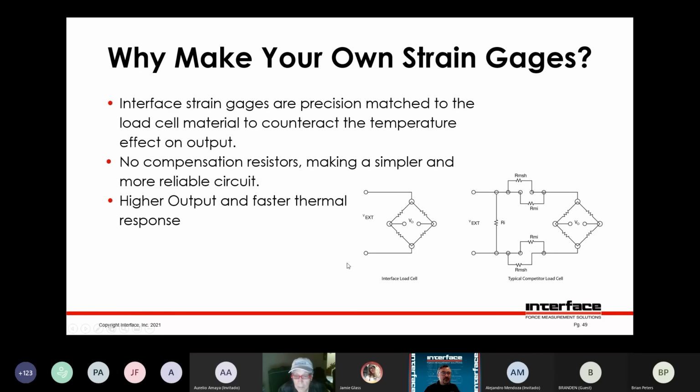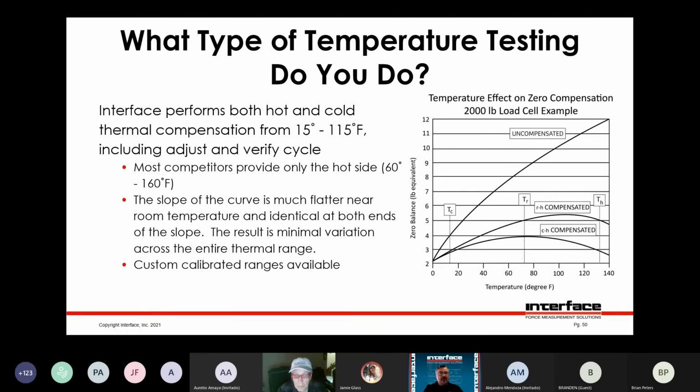Also, we get a little higher output and faster thermal response because you don't have these resistors changing temperature that may not be bonded well to the metal. What type of temperature testing do you do? Typically we test from 15 to 115, cold and hot, and we compensate so that the performance is best around room temperature. And if you want something different, ask and we would be glad to provide it.